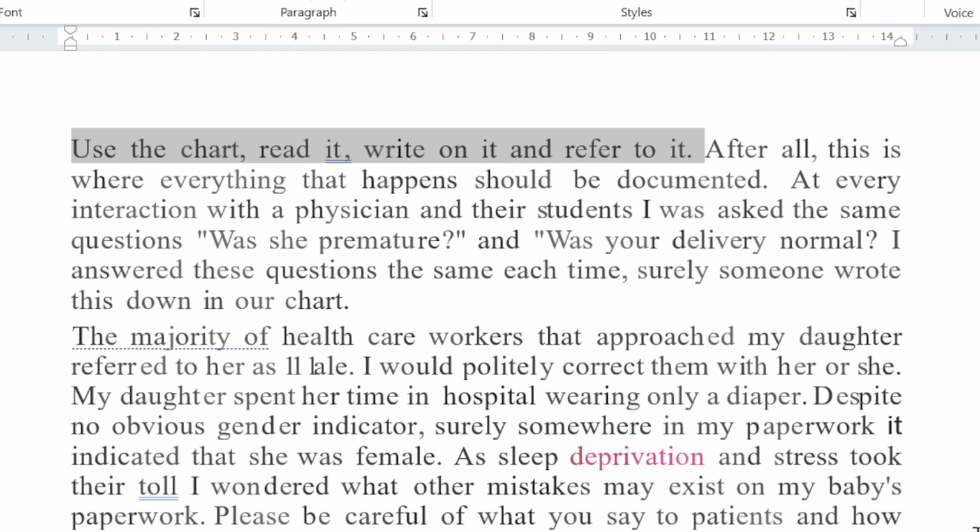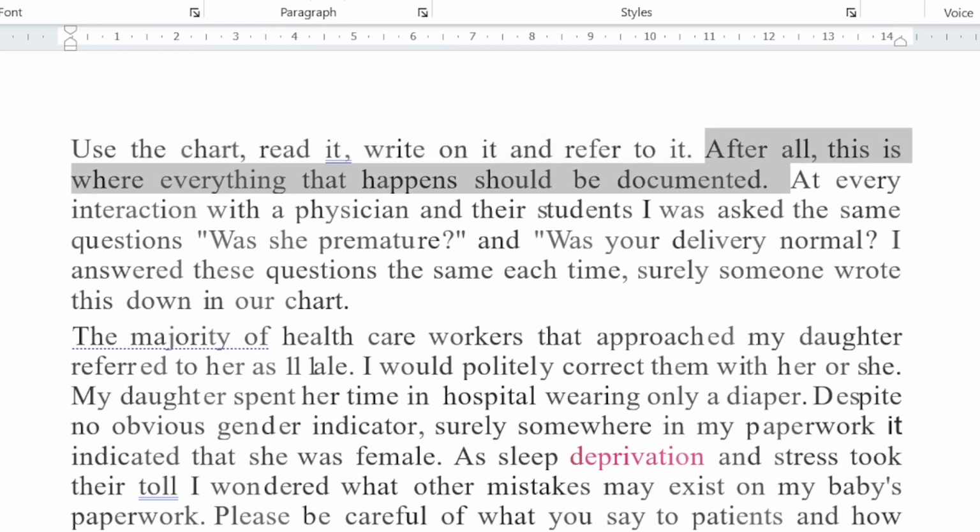"Use the chart, read it, write on it and refer to it." Here the speaker is telling the healthcare professionals to use a chart or a document where important information about the patient is written. They should read the information in the chart, write additional details if needed, and refer to it whenever they need to know something about the patient.